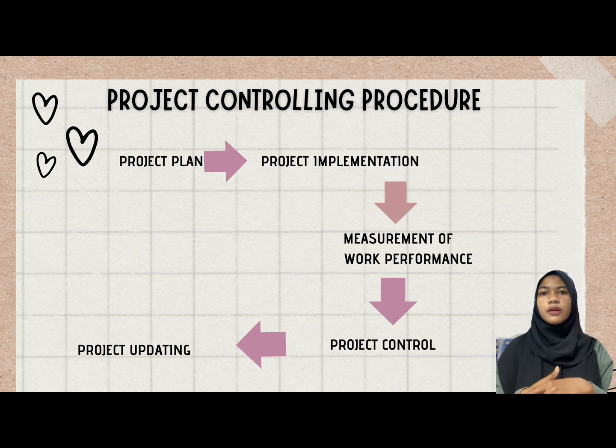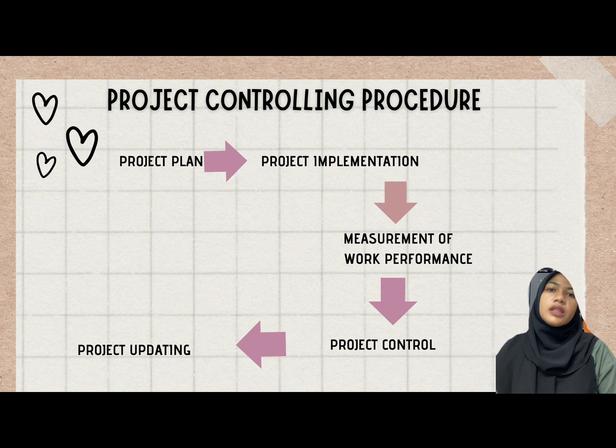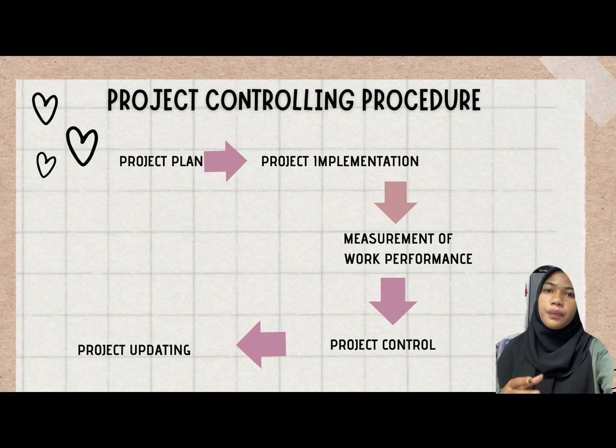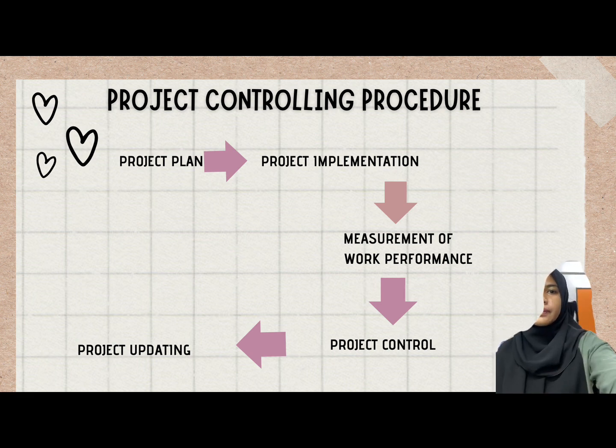Third, measurement of work performance. Progress measurement involves determining and reporting on task, activity, and project progress. Performance measurement compares this progress against defined criteria, targets, or benchmarks to assess whether a project is over or underperforming. Next, project control, and lastly, project updating.